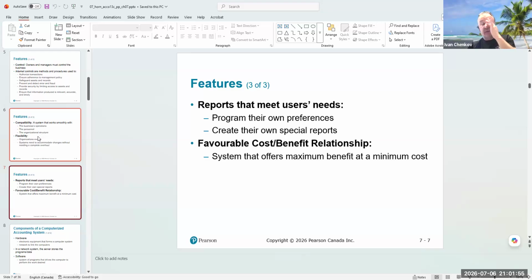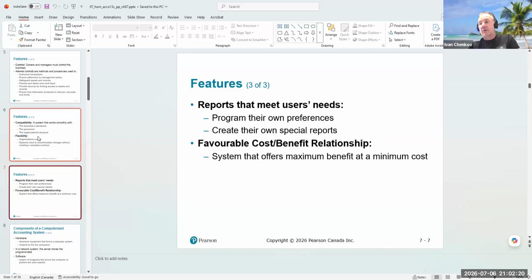It means the system is always going to give you some reports, but usually those are not reports that we want. We want something else in relation to our current needs. For that reason, the system has to be flexible and adjustable to the customer's needs, not the customer adjusting to the system, but the system adjusting to the customers.